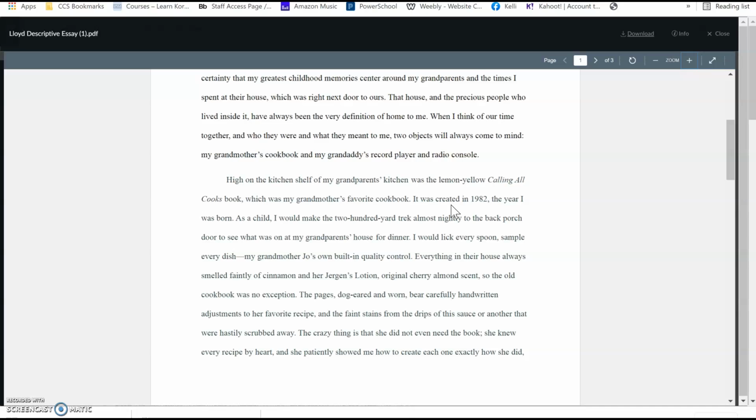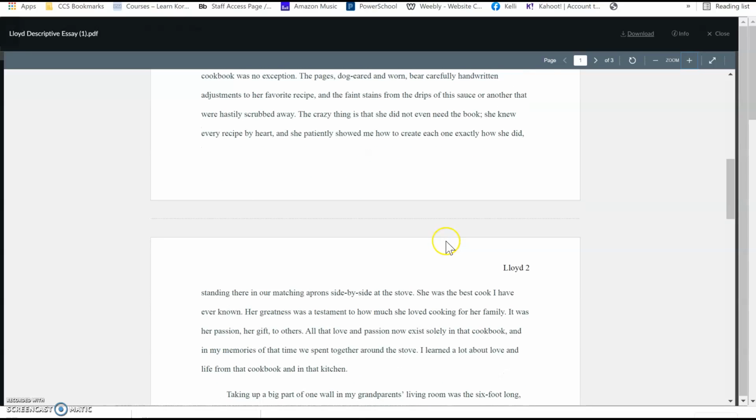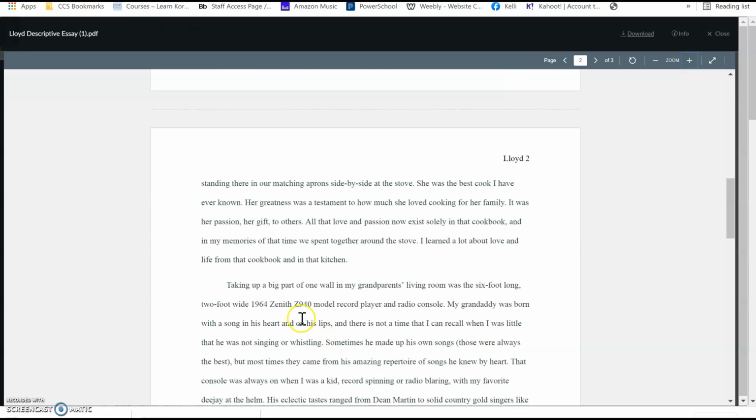and what it means to me, what we did with the cookbook, cooking together with my grandmother, and that it was really important now to me because she has dementia and she doesn't cook anymore. And so now all I have left of that is that cookbook and the memories that we spent together around the stove. Then I switched to my second object, which was the radio console.